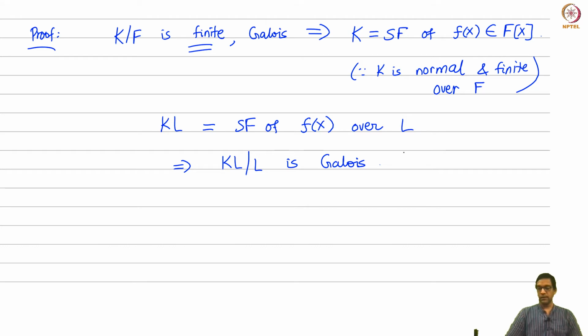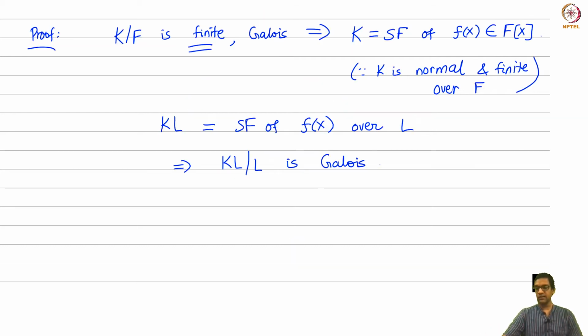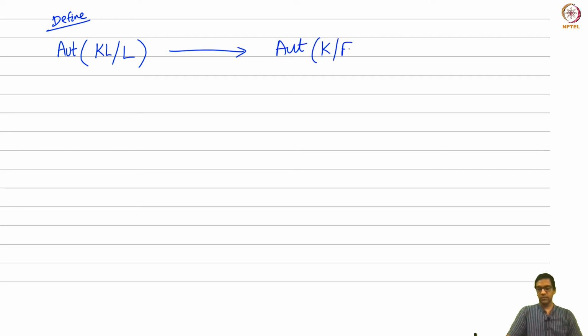Okay, good. Now that's all right. Now we just need to establish that the Galois groups of these two things are the same. Okay, the two green sides have the same Galois group. So let's try and define a map now from the top Galois group, which is KL over L, to the Galois group of K over F. Okay, K over F, not K over K intersection L. I'm just going to define a map to K over F.